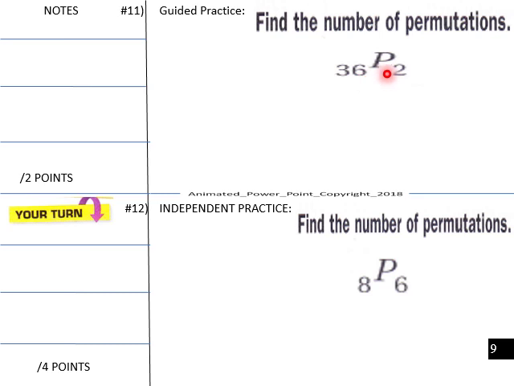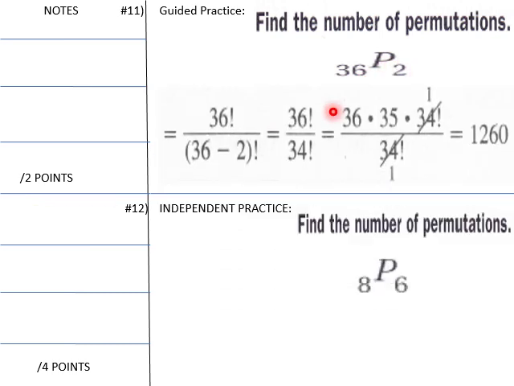So what would 36p2 be? Okay, so 36p2 would be 36 factorial over 36 minus 2 factorial. And then you would end up at 36 factorial over 34 factorial. These cancel. 36 times 35 would be 1,260, which would be 36p2.